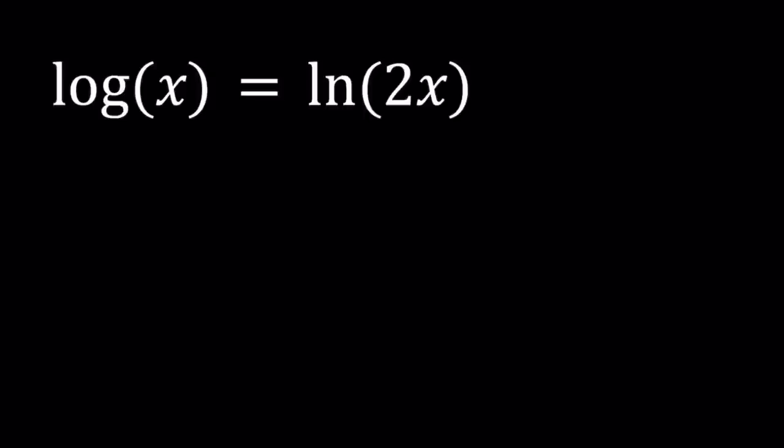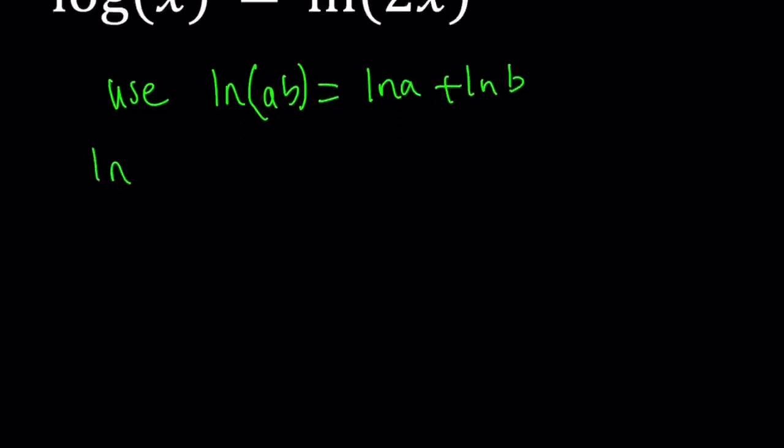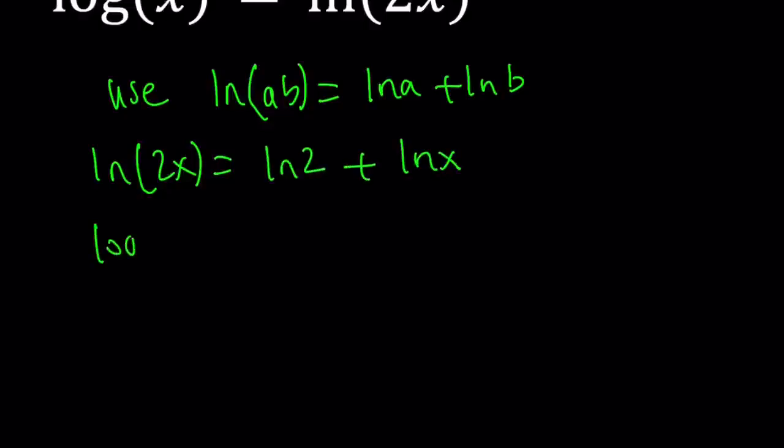Let's go ahead and use the formula ln ab equals ln a plus ln b on the right hand side. So ln 2x can be written as ln 2 plus ln x. If you substitute that, you get log x, allow me to write without parentheses, I hope it's understood, log x now can be set equal to ln 2 plus ln x.